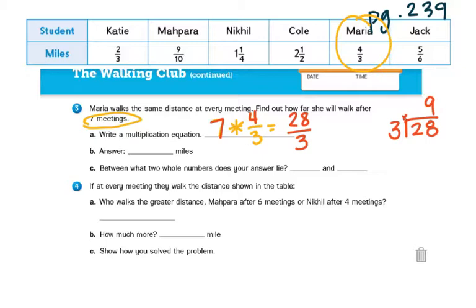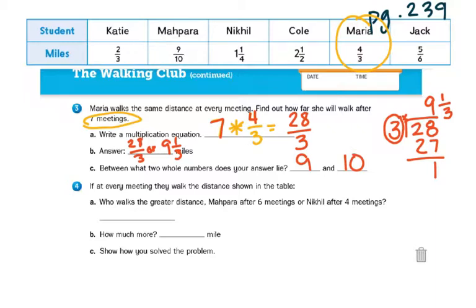Multiply 9 times 3 is 27 with a remainder of 1. We're going to write the remainder as a fraction. The remainder goes on the top, the numerator. The denominator is the number that we divided by, 3. So the answer is 28/3, or 9 1/3 miles. Between what two whole numbers does your answer lie? Well, she walked more than 9 miles, but less than 10. So it's between 9 and 10.